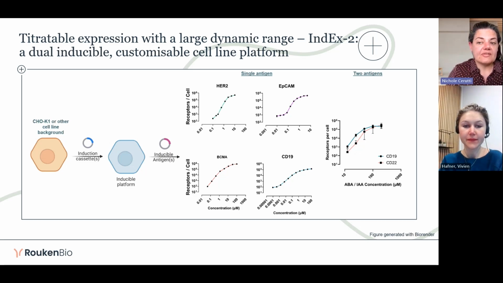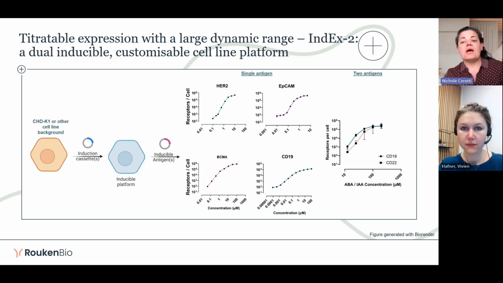So to exemplify the system, we've used a number of target antigen examples, and we've been able to demonstrate, as you can see in the graphs in the middle of the slide, that we're able to control the expression of antigens over a wide expression range by varying the concentration of inducer. So these are four of the examples for the single antigen. We've got HER2, EpCAM, BCMA, and CD19. And you can see with increasing concentration of inducer, we get increased expression of the target antigen on the cell surface.